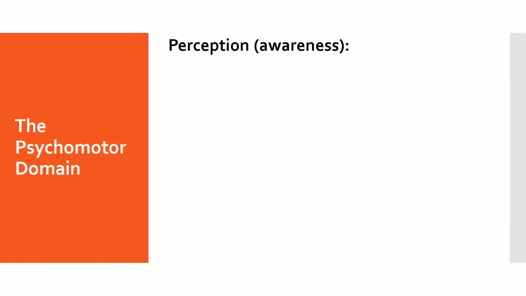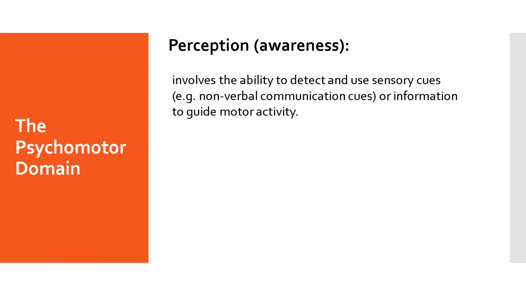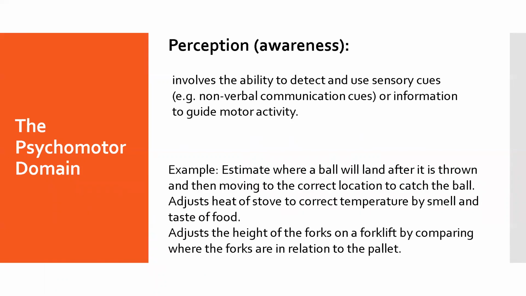The first level is perception or awareness. This involves the ability to detect and use sensory cues, such as nonverbal communication cues or information, to guide motor activity. Example: estimate where a ball will fall after it is thrown and then move to the correct location to catch the ball. Adjusts heat of stove to correct temperature by smell and taste of food. Adjusts the height of the forks on a forklift by comparing where the forks are in relation to the pallet.